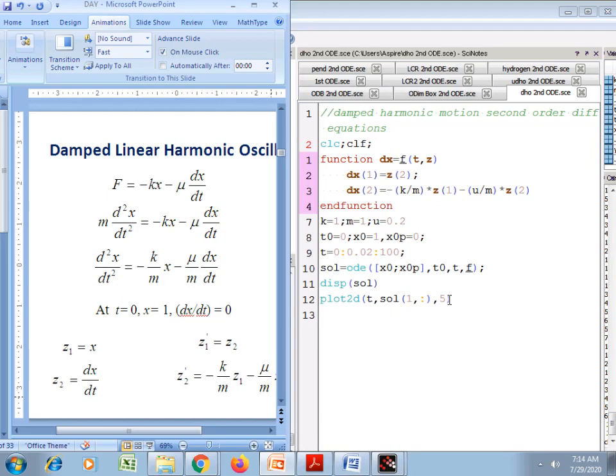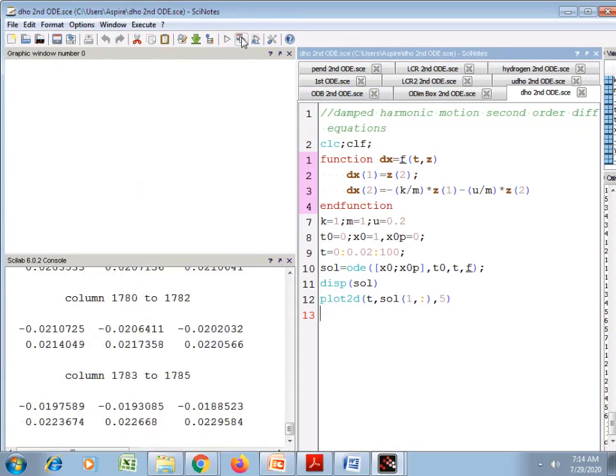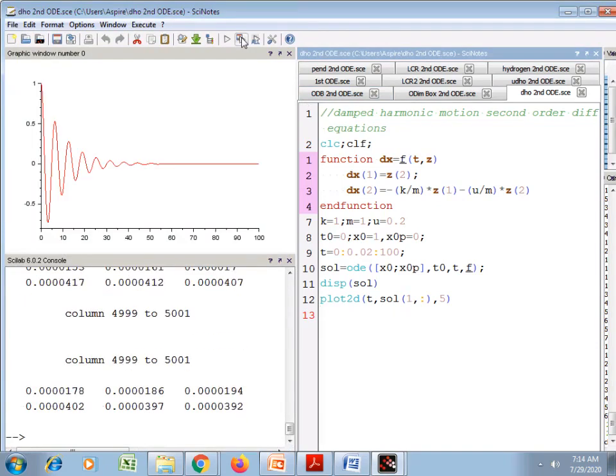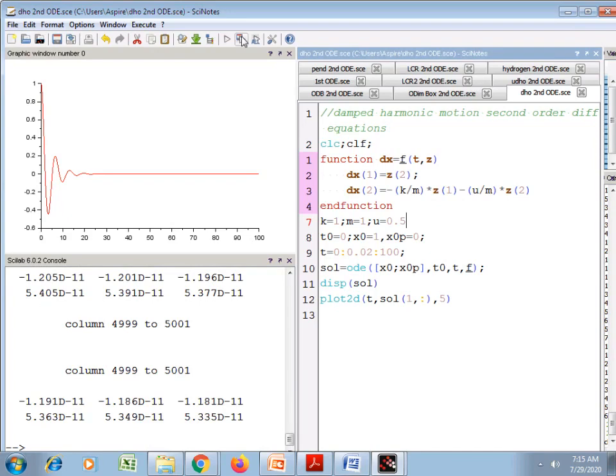So I will save and execute this program. You can see the solution is damped harmonic. Similarly, if I change these values, suppose mu I take 0.5, then save and execute. So there will be a change.